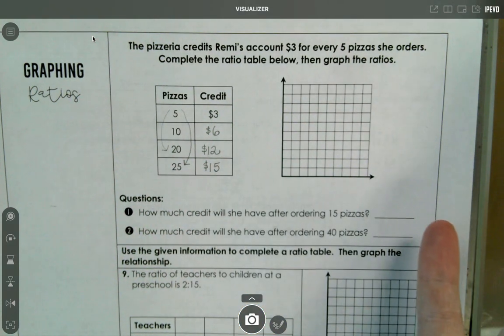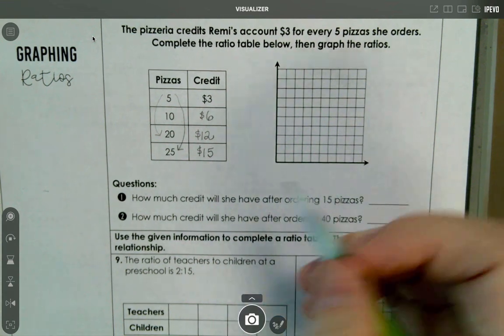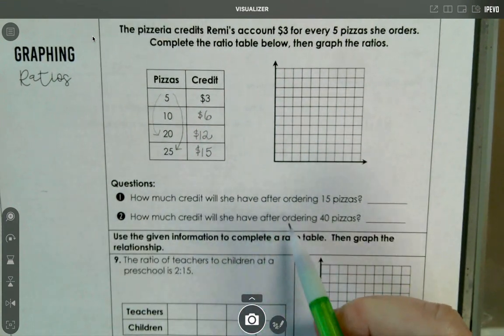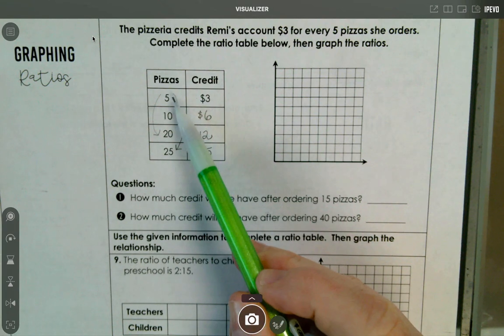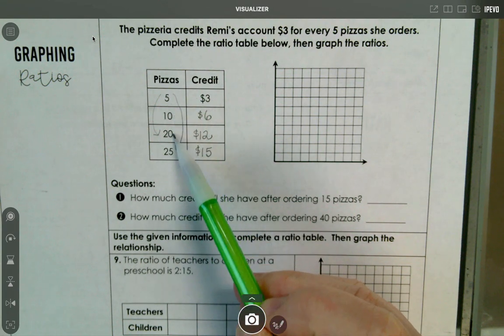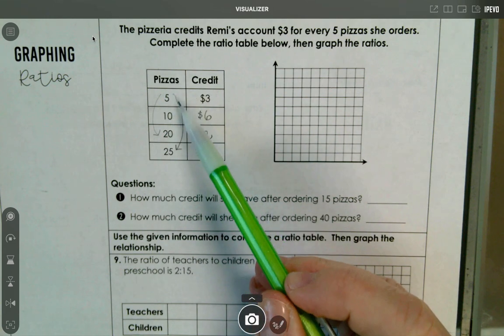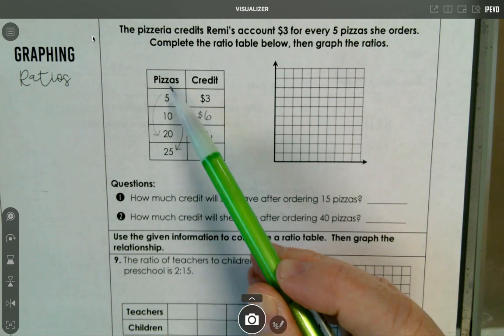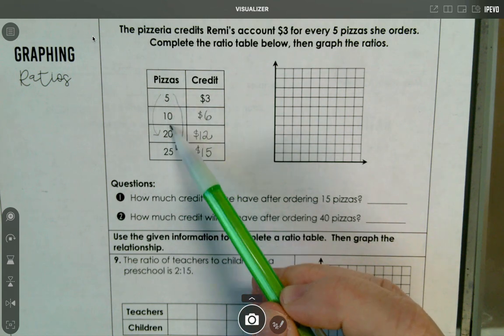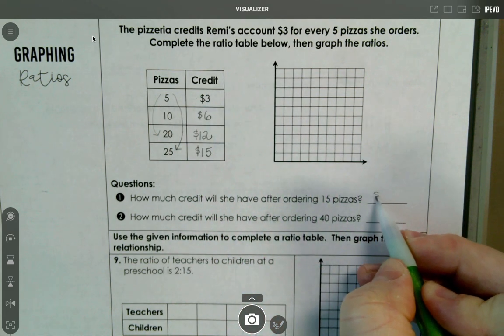Okay, so once you complete your ratio table, we are going to graph it. So the question is, how much credit will she have after ordering 15 pizzas? Because as you see, we went from 10, then to 20 to 25. So we have to ask ourselves, 5 times 2 is 10. And then how did I get to 15? Well, I know 5 times 4 is 20, so 5 times 3 is 15. 3 times 3 is 9. She will have $9 credit.